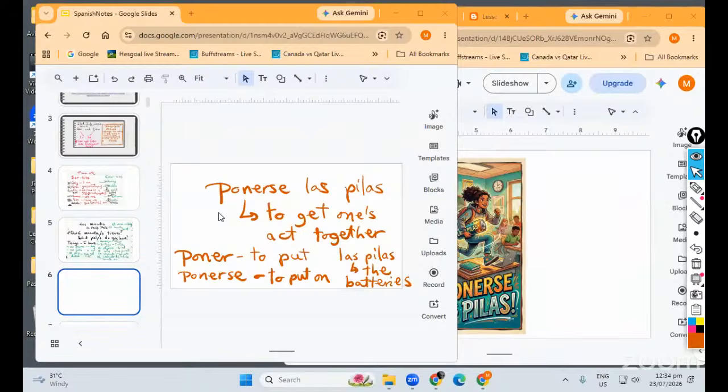Yep, get it together, get to work. That's a good transition to get yourself energized. Good transition, yes.